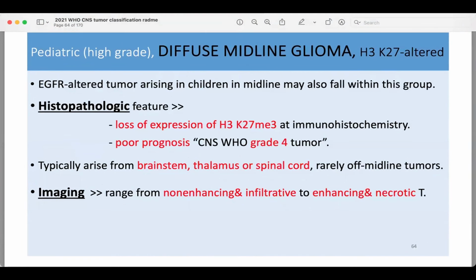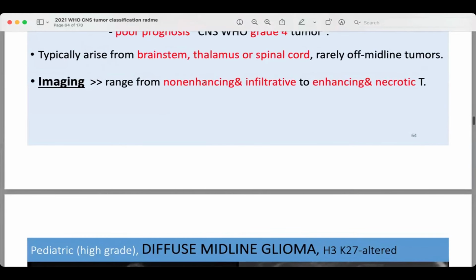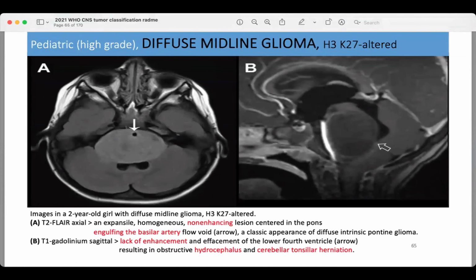Most of the time, they found it in the brainstem, thalamus, or the spinal cord. So it is always in the midline. And it is non-enhancing. So the enhancement is not a clue for the aggressiveness, not always related to the aggressiveness. See this pons diffusely increased in size, and you can see it also in the sagittal views. It is non-enhancing. You can see the basilar artery inside the mass itself, and this is a very poor prognosis and a very aggressive tumor type.